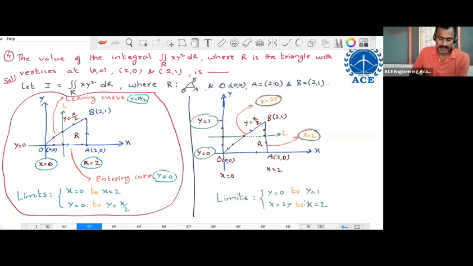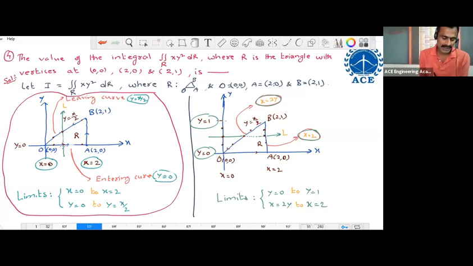Like this, we can find the limits in two ways: by drawing a line parallel to the y-axis, or by drawing a line parallel to the x-axis. Whatever you choose, you get the same answer. You need not find the limits in both ways; we choose one way and find the limits. Now let us consider the line parallel to the y-axis. Remember this: a line parallel to the y-axis means y is changing. A line parallel to the x-axis means x is changing. That is why the x limits are variable limits.